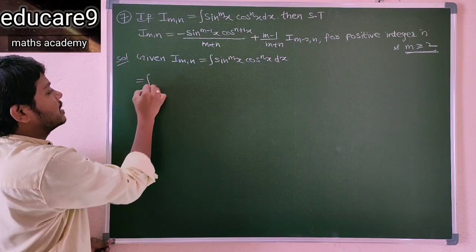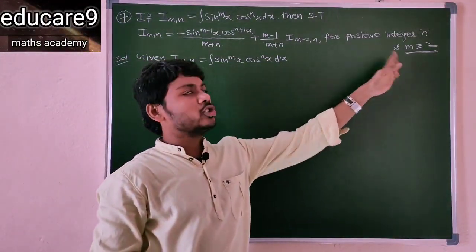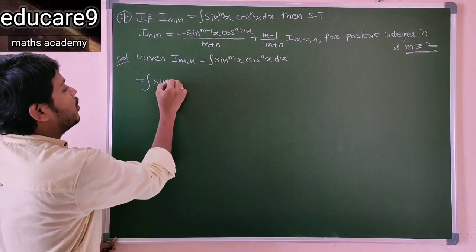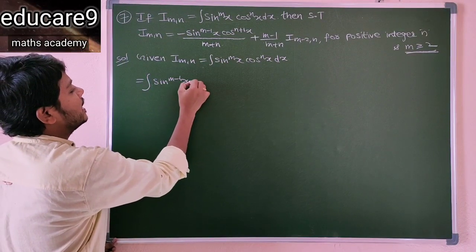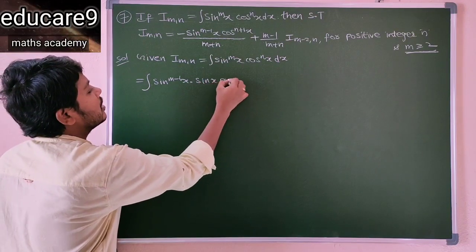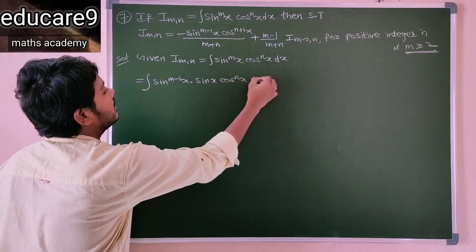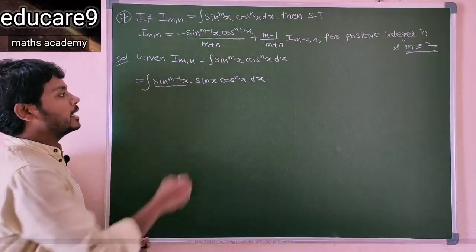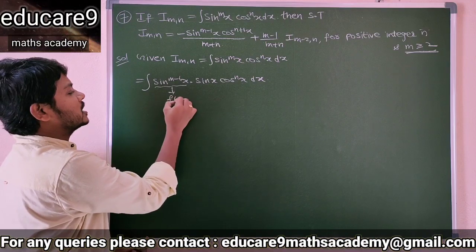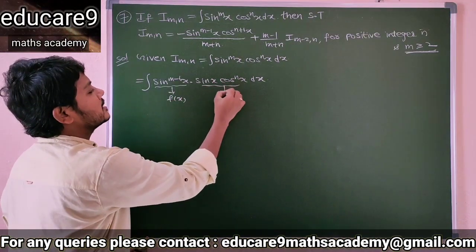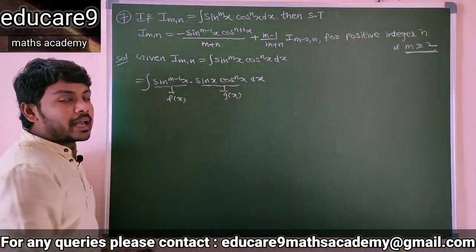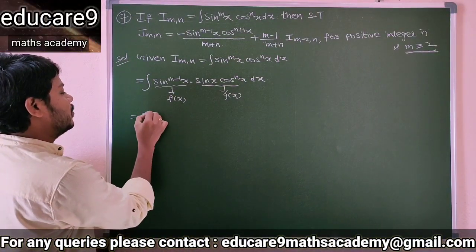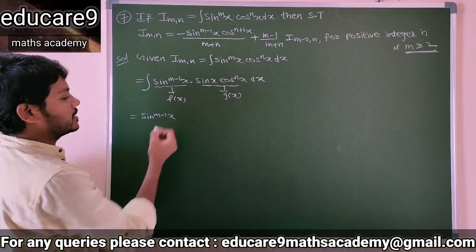So this can be written as, so here m is greater than or equal to 2, so we have to change sin^m x. So that is sin^(m-1) x into sin x cos^n x dx. Now see here, sin^(m-1) x is directly not integrable. So here this is the first function and this whole thing is the second function. Now apply integration by parts form. So that is sin^(m-1) x.